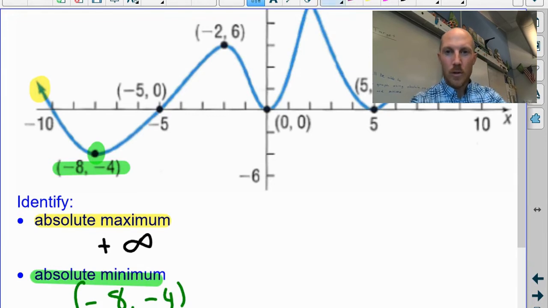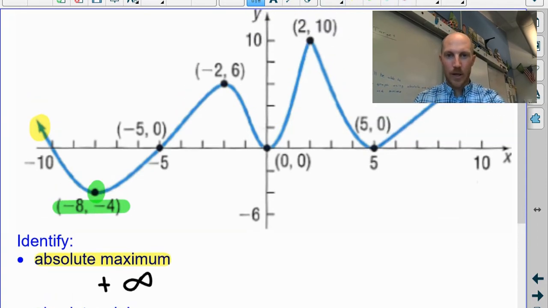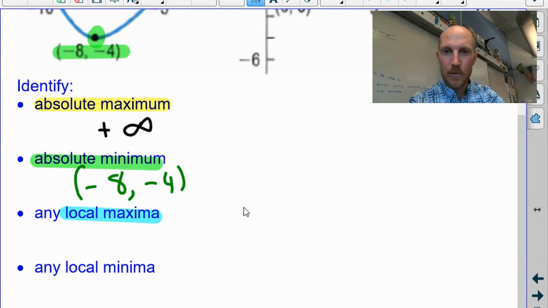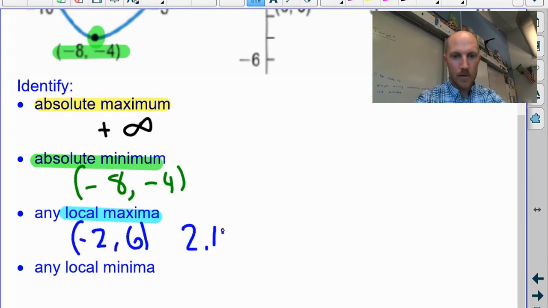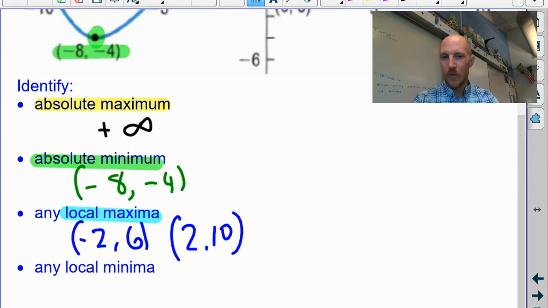And any local maxima, so I'm looking for any kind of hilltops, and there's 2 of them right here, -2, 6, positive 2, 10. See if I can remember those long enough. See if I can write those down by memory. Okay, so on WAMAP, if there's more than one point, we have to give them as a list. So I need to have a comma between those 2 coordinates. And also make the commas look like commas.